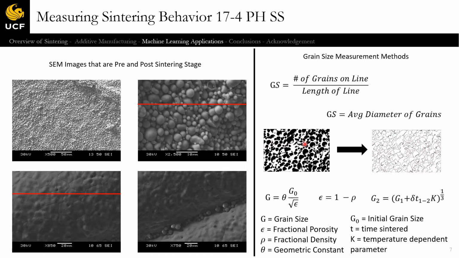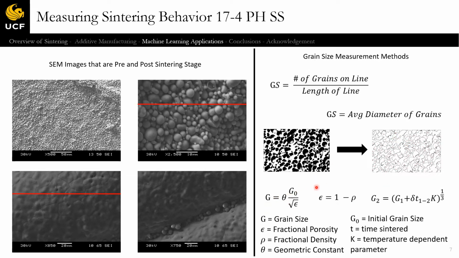Another method is to use ImageJ and adjust the pixel threshold so that all pixels are either a 1 or a 0, a white or a black, and then divide all of those up into individual particles and take the average diameter of each of those particles.